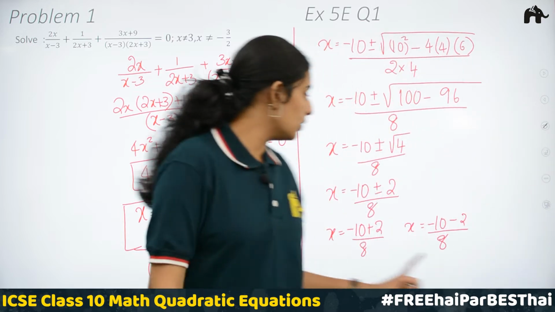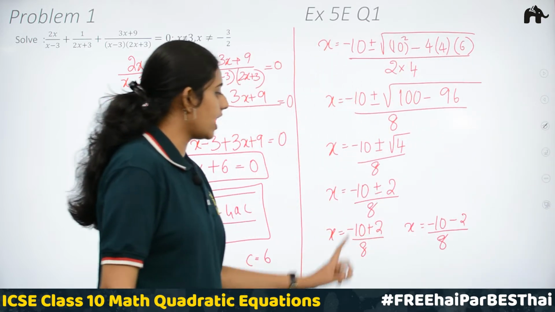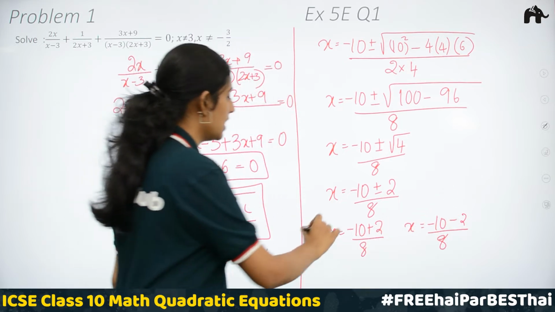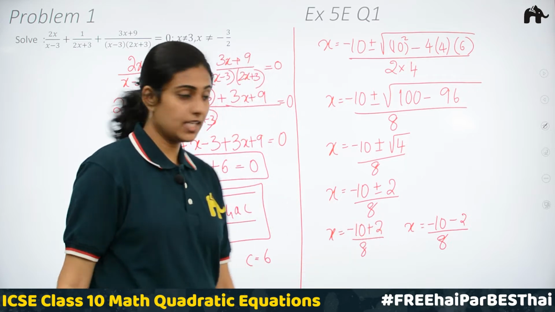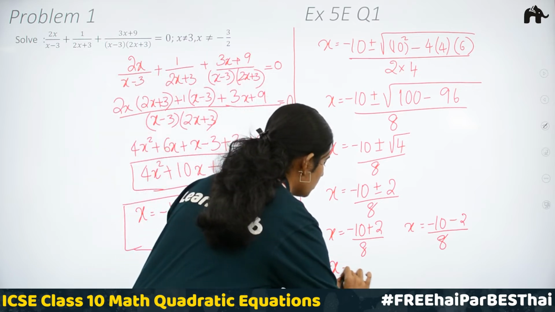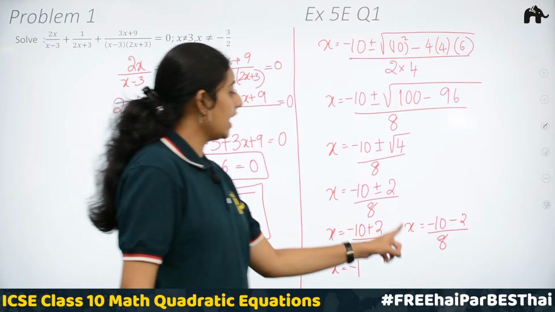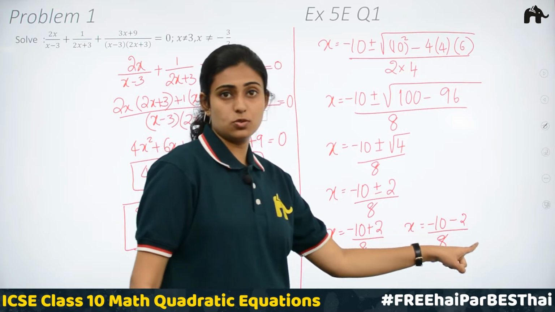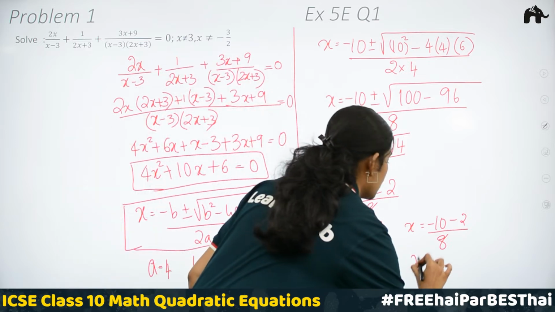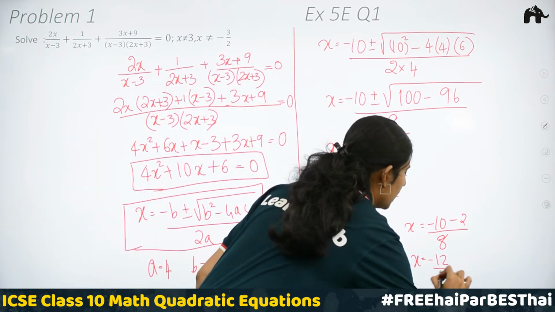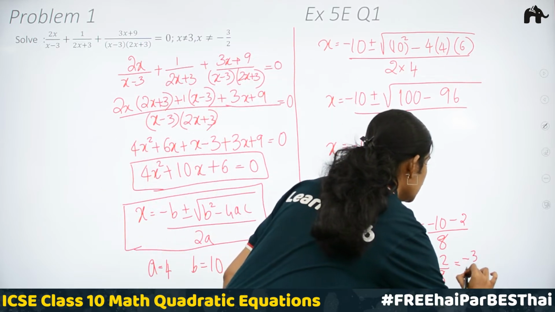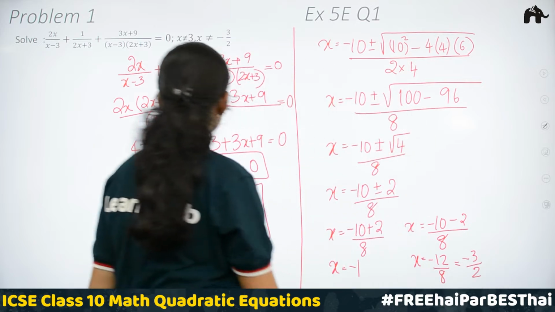Okay. X is equal to minus 10 plus 2 divided by 8 or x is equal to minus 10 minus 2 divided by 8. Minus 10 plus 2 is minus 8. Minus 8 by 8, minus 1. X is equal to minus 1. Then x is equal to minus 10 minus 2, that is minus 12. Minus 12 by 8. X is equal to minus 12 by 8. When you cancel this, you will be getting minus 3 by 2.